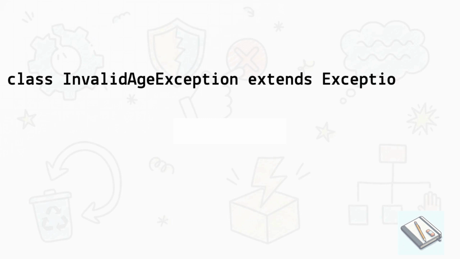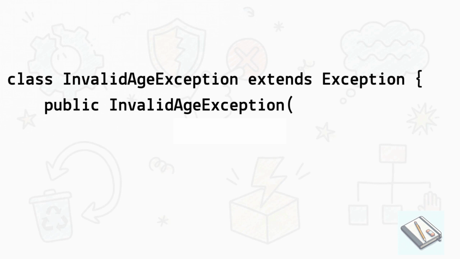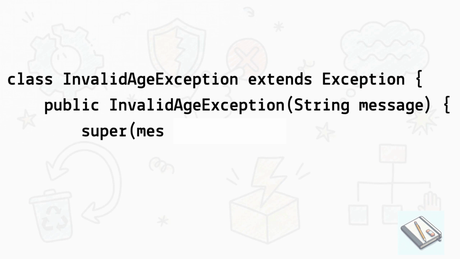Let's look at the actual code, because you'll see just how simple this is. We've got our class InvalidAgeException, and the key is extends Exception. Inside, we just have a constructor that takes a message, then it uses the keyword super to pass that message up to the parent Exception class so it can be stored. And that's it. Seriously, you've just defined a custom exception.